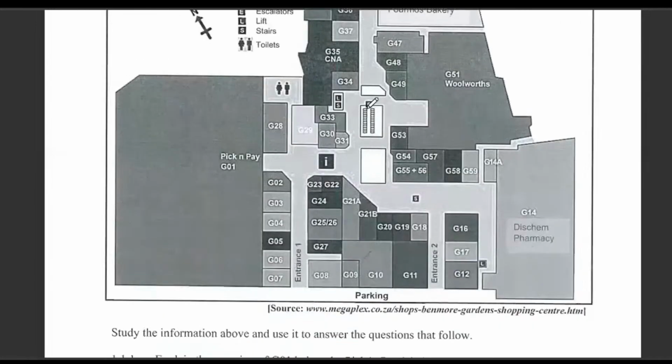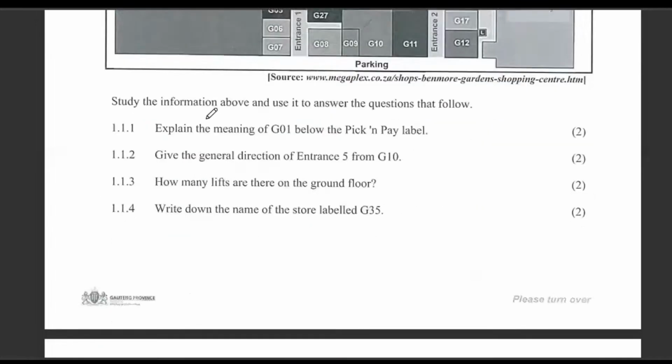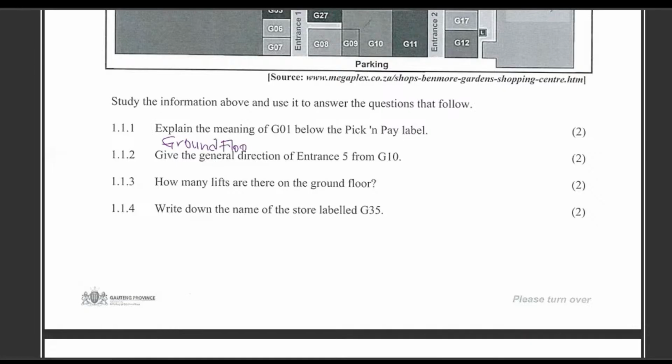Okay. So they're asking us, explain the meaning of G01, the Pick n Pay label. So this could be, the G could be standing for ground floor, room number 1. Ground floor, room number 1.